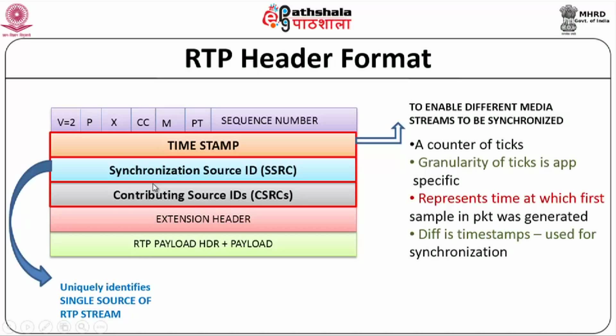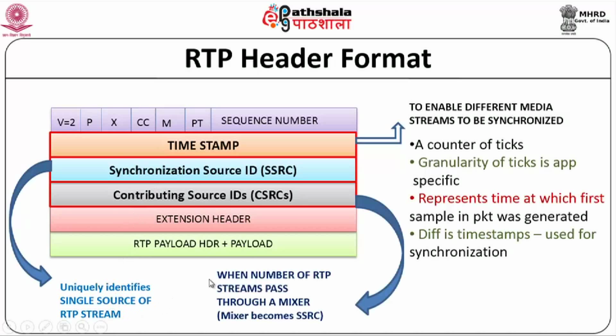Then you have a synchronization source ID. This uniquely identifies the single source of the RTP stream. And contributing source ID is when there are a number of RTP streams, for instance, which pass through a mixer. The mixer will become the SSRC, the synchronization source, and the other contributing sources, their IDs will be mentioned over here. So, this is basically what you will have.